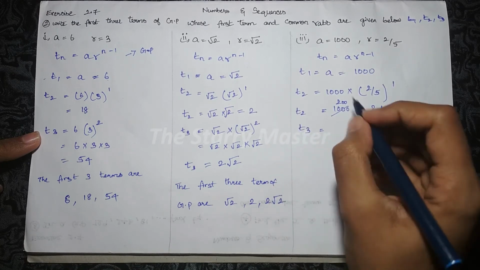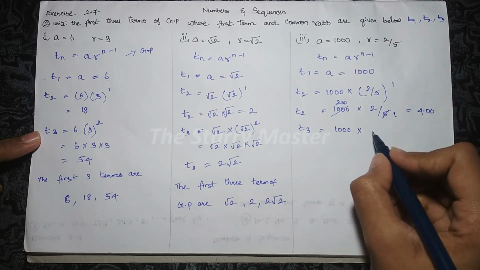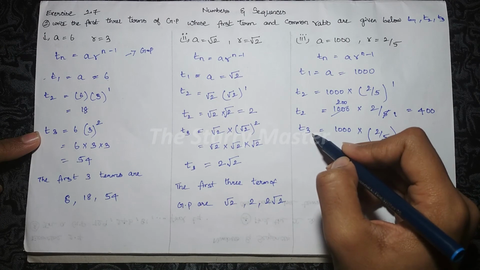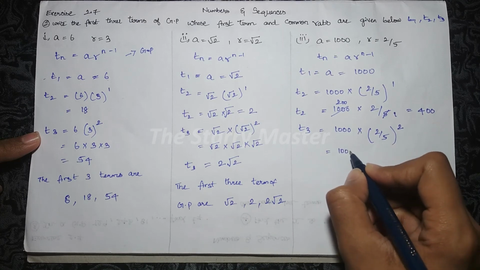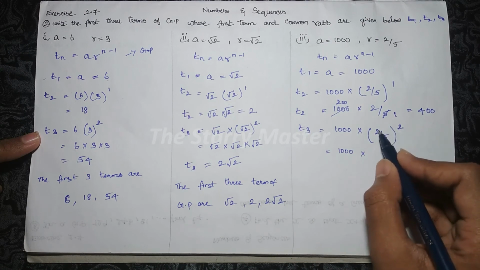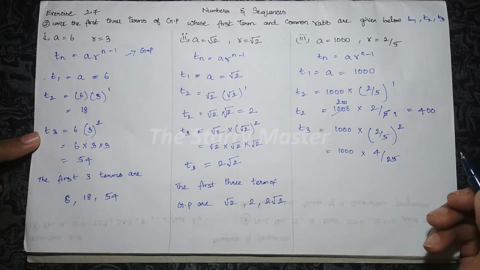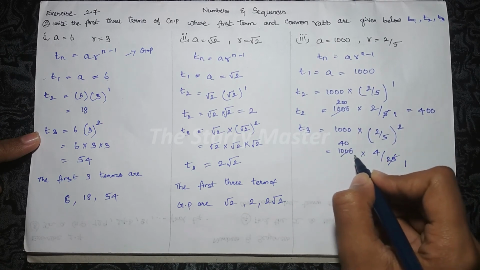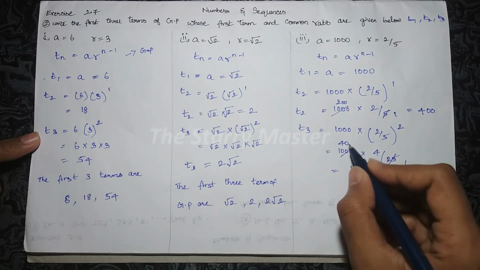We need to find T3. In place of a we will write 1000, into, in place of r, we have 2 by 5. The n value is 3, 3 minus 1 we get 2. So 1000 into 2 by 5 power 2, which means 2 twos are 4, 5 fives are 25. 25 times 40 we will get 1000. So 40 into 4 we will get 160. 4 fours are 16, and a 0, so 160.